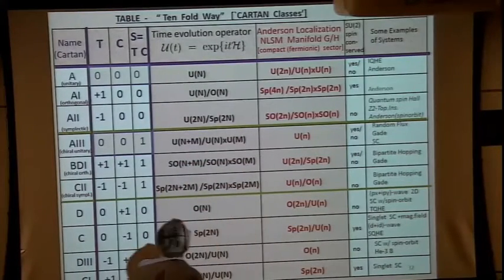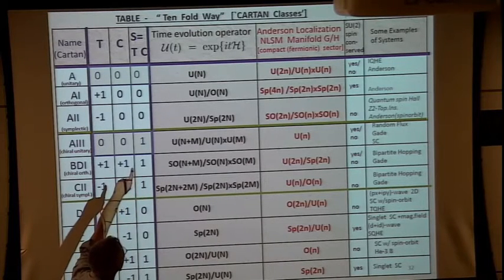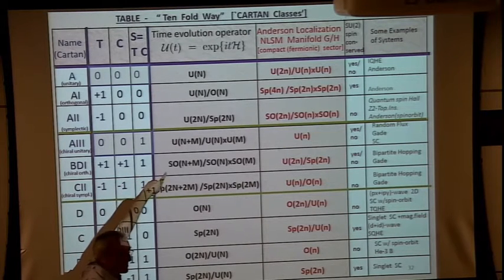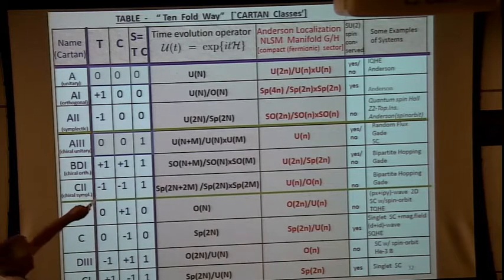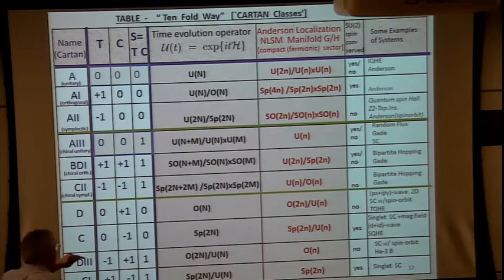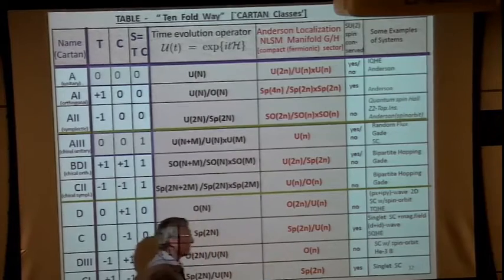But let's think about it. Following the first row, it is just U, a unitary matrix. You may restrict it by locality, but it's just a unitary matrix. The second one is what is known as a coset: the unitary matrices modded out by the orthogonal matrices. I'll write this down in more detail later.